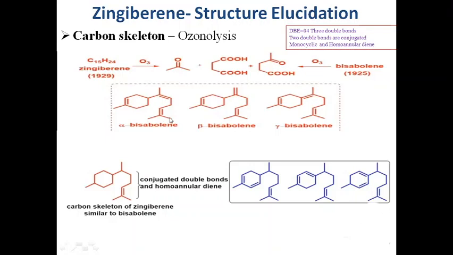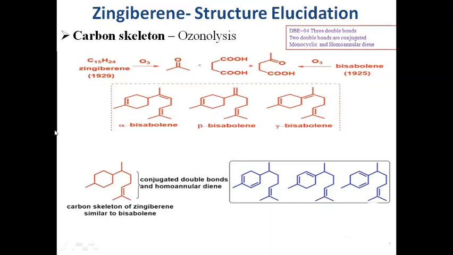Bisabolene exists in three isomeric forms, alpha, beta and gamma. This skeleton is present in all three compounds, but the positions of the two double bonds are different in the three isomers. On the basis of this, the carbon skeleton of zingiberine was deduced as follows. This is the carbon skeleton. We have assigned the position of one double bond, as it is the same in all three isomers.